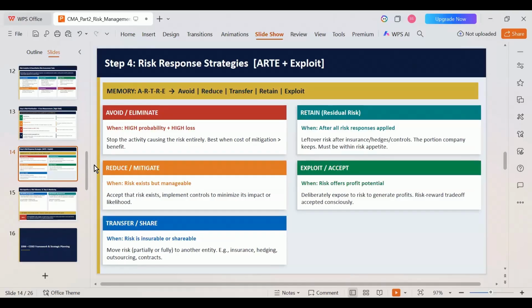So the first step is avoiding or eliminating a risk. That means you don't want to take that risk at all and you want it to be completely eliminated. So when do we choose this avoidance or elimination strategy? We do something called cost benefit analysis. Anybody will be interested in an activity only when they get a benefit more than the cost they are incurring. Similarly with risk response strategies as well.